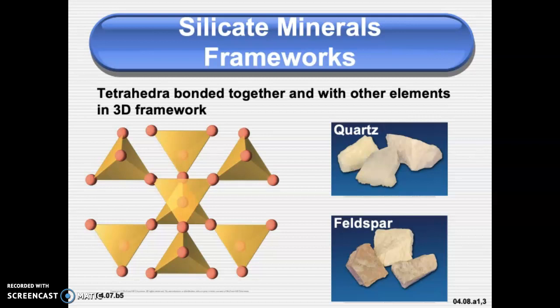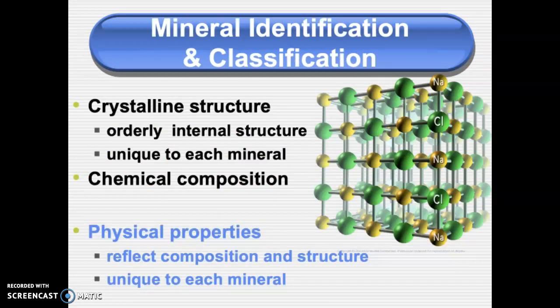How do you tell them apart? We already said that we're not going to be going down to the lab and figuring out the crystalline structure and chemical composition. So what we're going to do instead is use the physical properties. It turns out that because of the variation in crystalline structure and because of the variation in chemical composition, each mineral has its own unique set of physical properties.